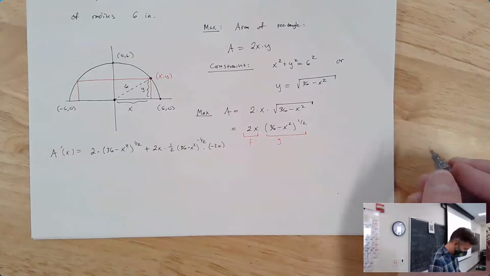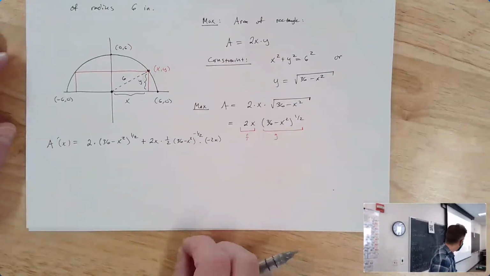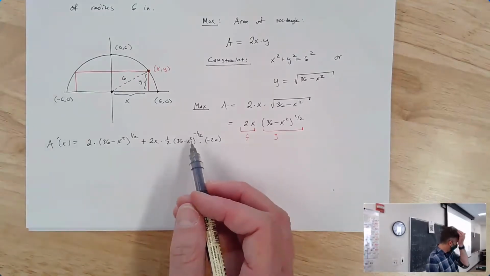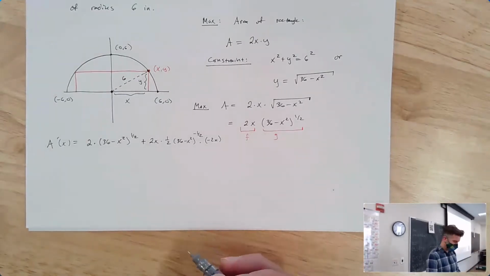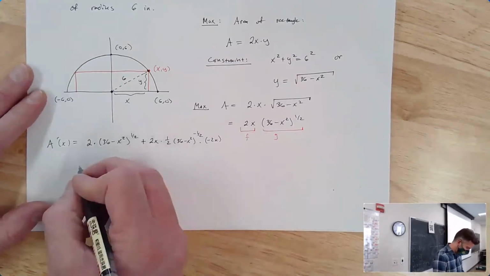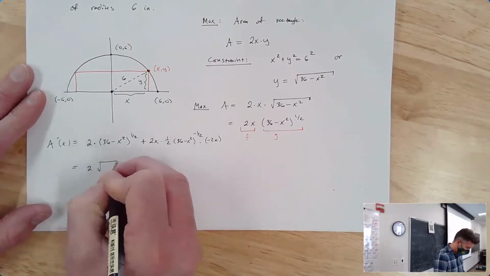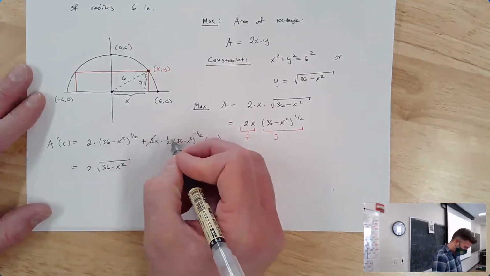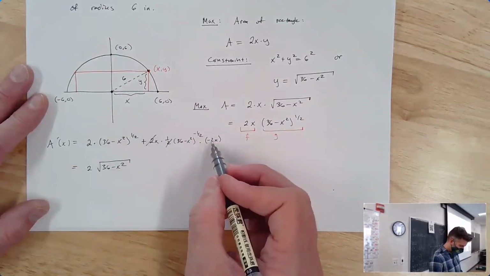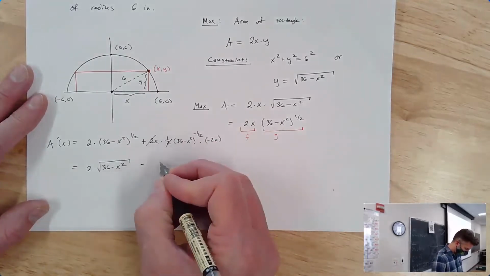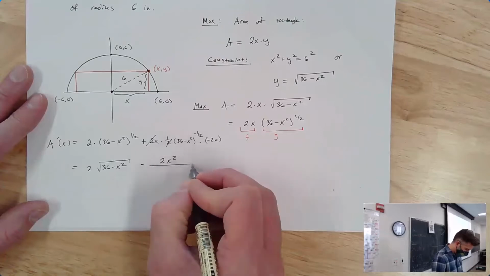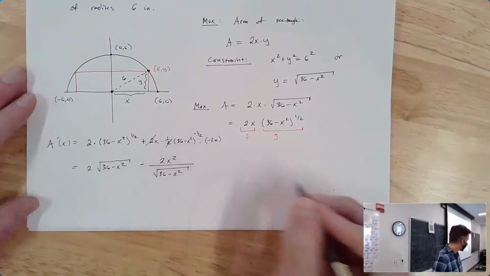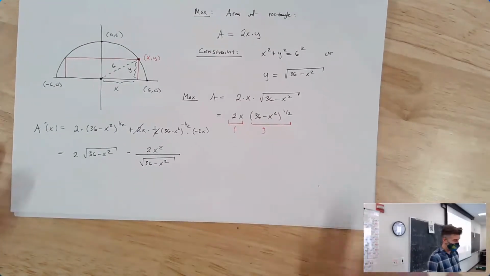All right, so you can either simplify this by factoring out 36 minus x squared to the negative 1/2 power, but it might be easier to see in a slightly different way. So I'm going to write it this way. I'm going to write this as 2 times the square root of 36 minus x squared. I can cancel a 2 here and a 2 here. I've got a minus 2 times x, so minus 2x squared divided by the square root of 36 minus x squared. So questions about that?